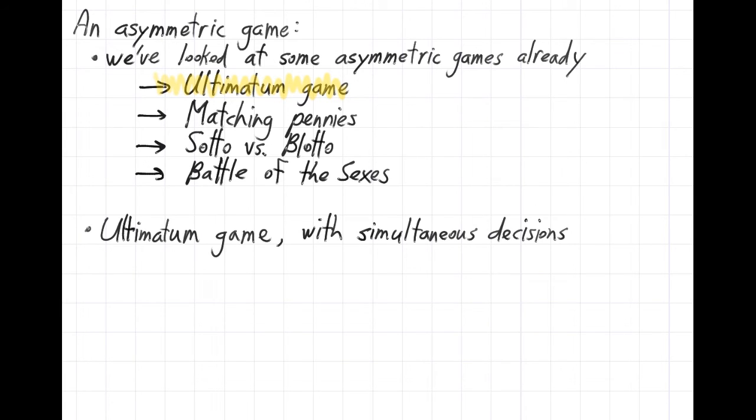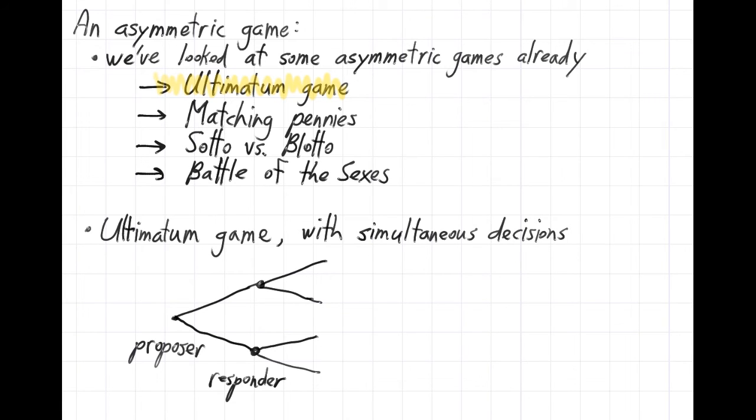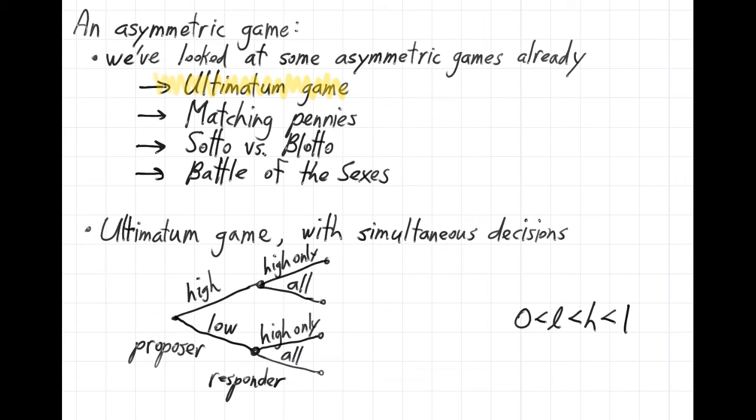Just to remind you, in the ultimatum game we had two players, a proposer and a responder, and this was a sequential game. The proposer went first, then the responder went. The proposer could choose to make a high offer or a low offer, and the responder could accept high only or accept all offers in either case. The offer values were such that a low offer is more than nothing, but not as much as a high offer, and a high offer is less than everything. So 0 is less than L, which is less than H, which is less than 1.